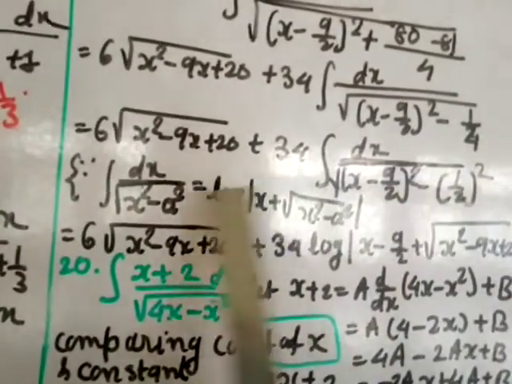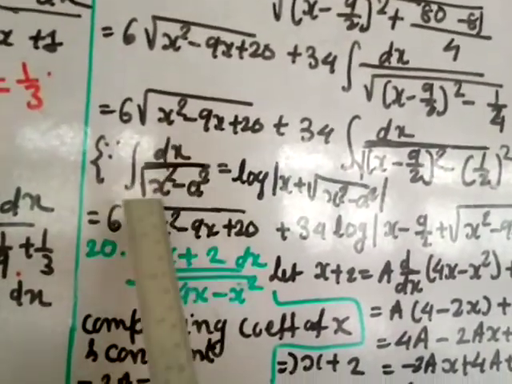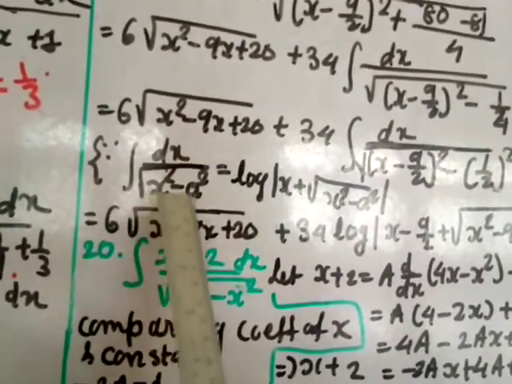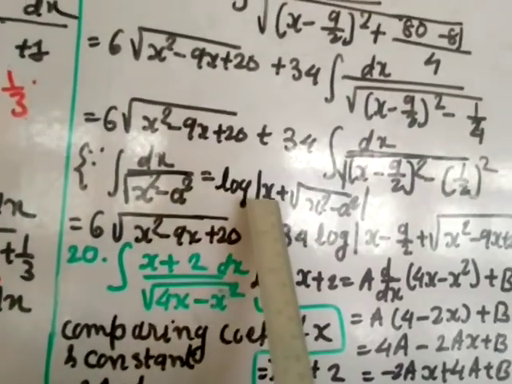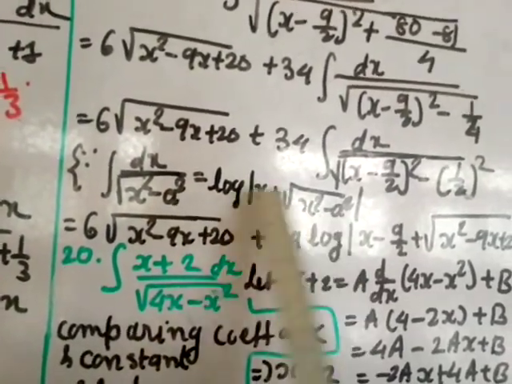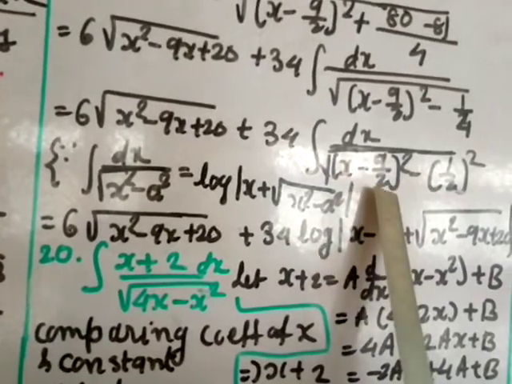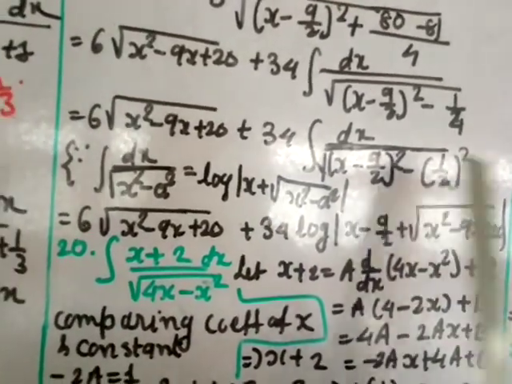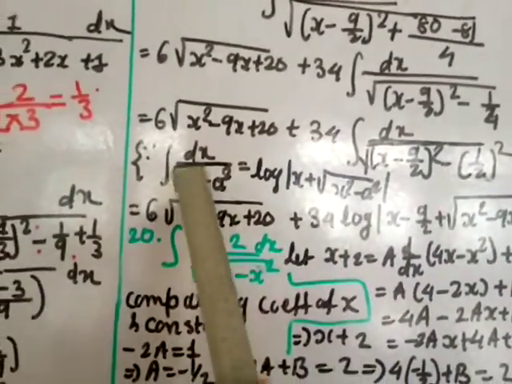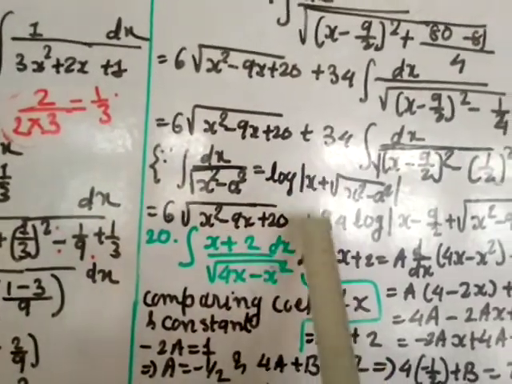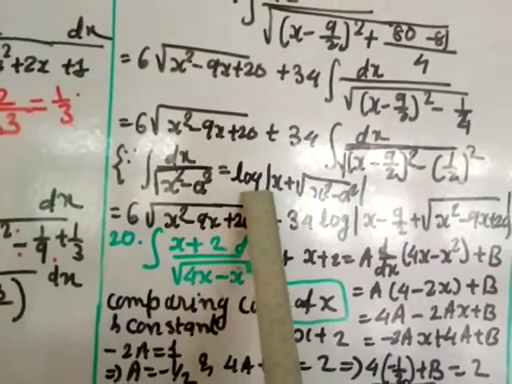Now this is of the form integral dx divided by square root of x square minus a square, which gives you log of x plus square root of x square minus a square. Here x is x minus 9 by 2 and a is 1 by 2. Okay, so we just put the values, this is as it is. Okay, 34 as it is. This answer is using this log.